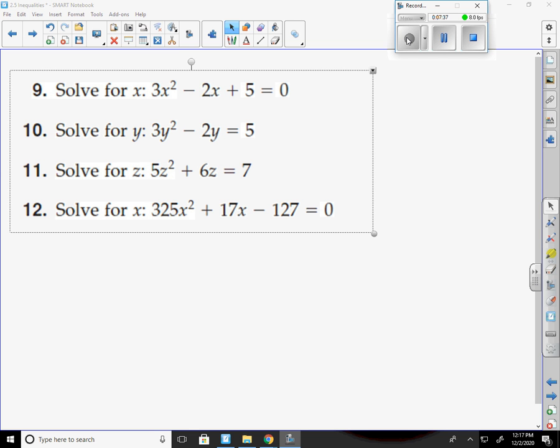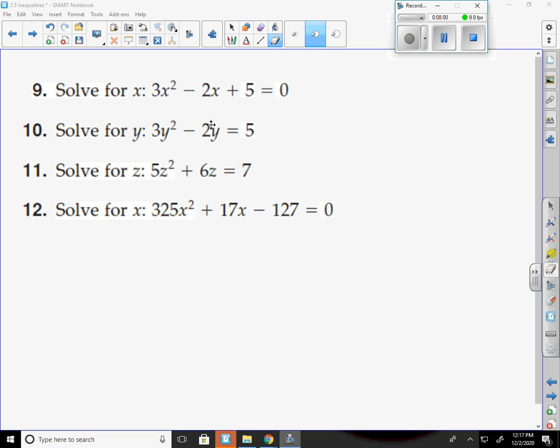We can't use completing the square if our coefficient in front of the x squared or y squared is greater than 1. So the only time we can use completing the square is if that's a 1 in front of there. This is a 3, so that's not going to work for us. We could try to factor it.